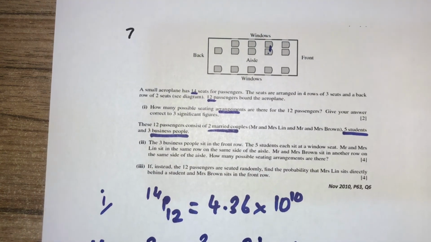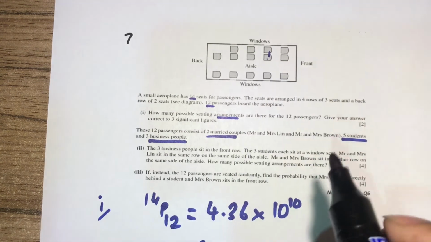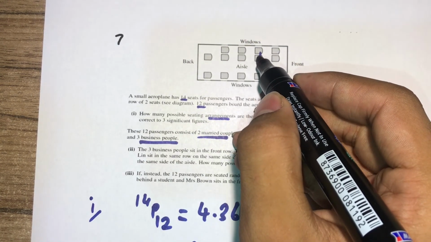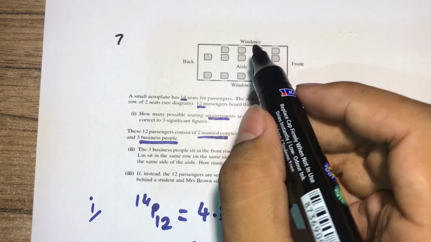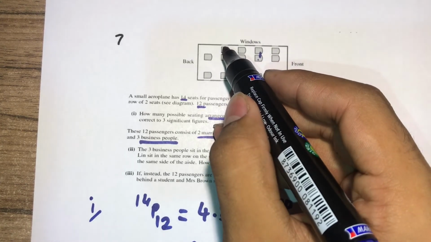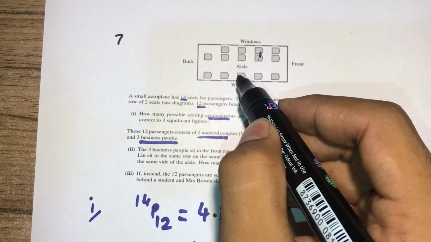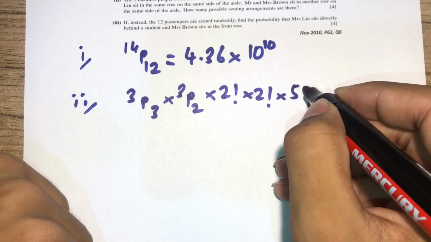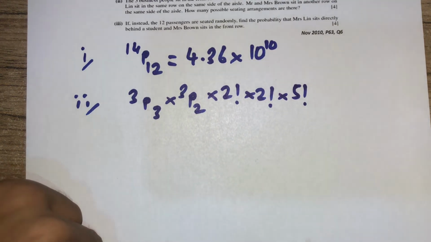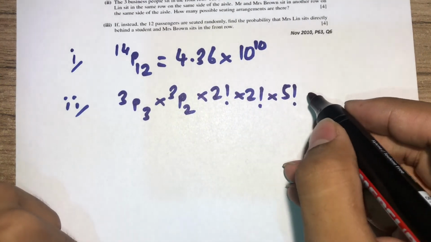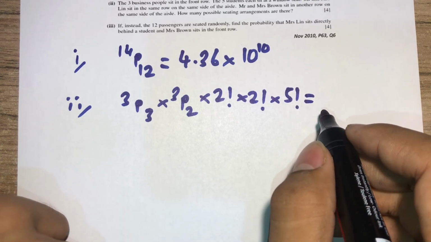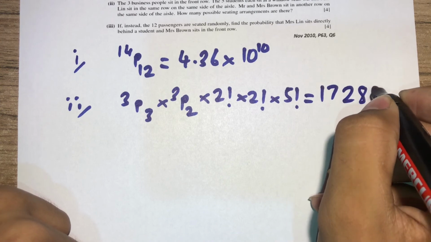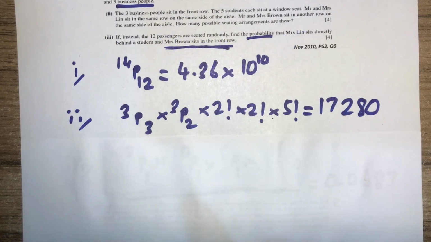Now the 5 students are left, and the 5 students have to sit at a window seat. So if, for example, Mr. and Mrs. Lynn got this seat and Mr. and Mrs. Brown got this seat, for the students there are 1, 2, 3, 4, 5 possible seats, and there are 5 students. So that will be 5 factorial. So this is equal to 17280.